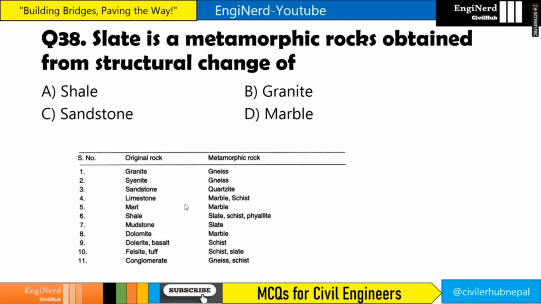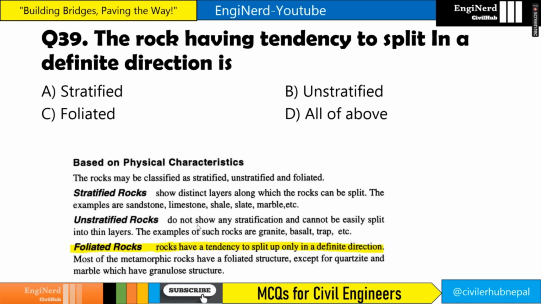Slate is a metamorphic rock obtained from structural changes of what? Shale. We have already discussed this. Shale changes to slate. The rock having a tendency to split in a definite direction is called foliated structure, and most of the metamorphic rocks have a foliated structure except for quartzite and marble, right? So the answer is foliated.